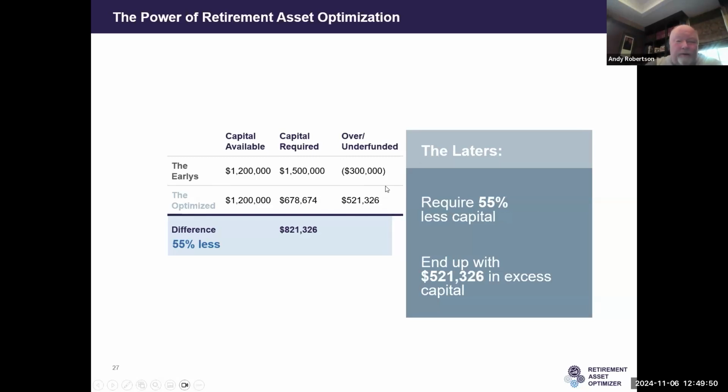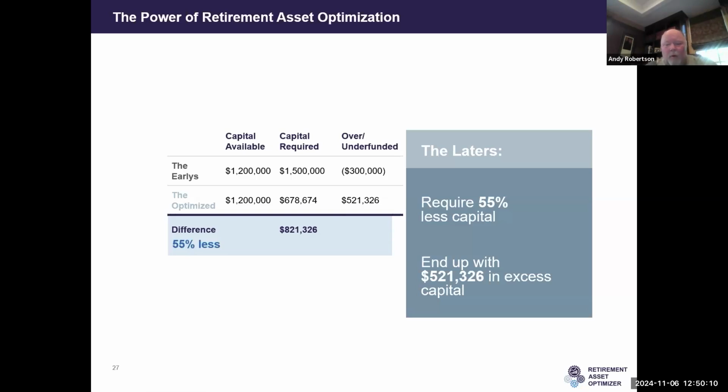Again, the original plan, which is what most people are planning on going forward with, taking benefits early and rolling the dice, put them at underfunded by $300,000. Now they're overfunded by $521,000, right? They have $1.2 million. We only need $678,000. That gives them a surplus of $521,000. Add that to the $300,000 in underfunding they were facing early. That's an $821,000 swing in the client's favor.